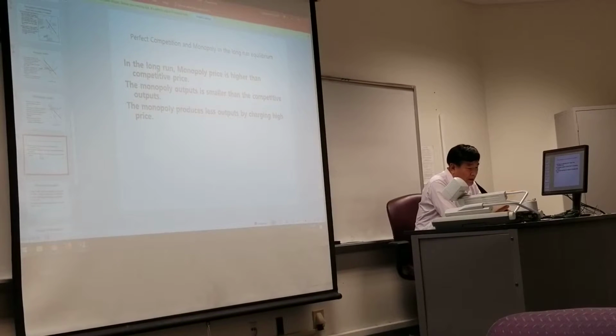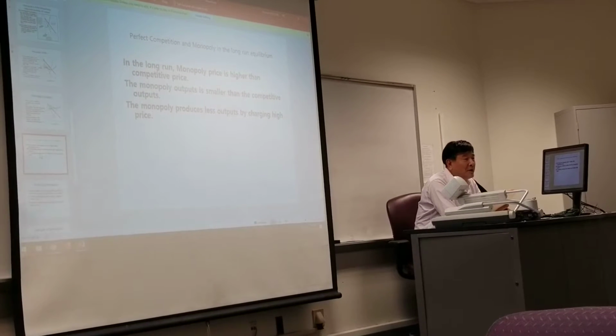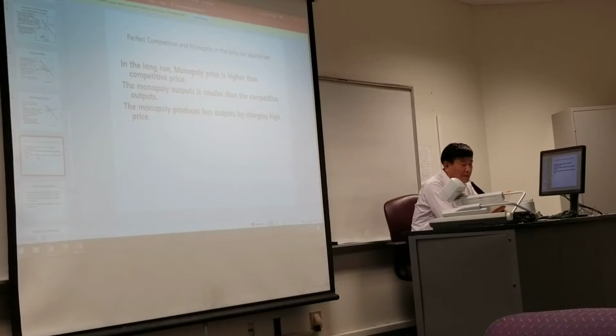Okay? One more question about the main characteristics of the monopoly case this time. How many sellers? One seller. Do they have market power? Yes.